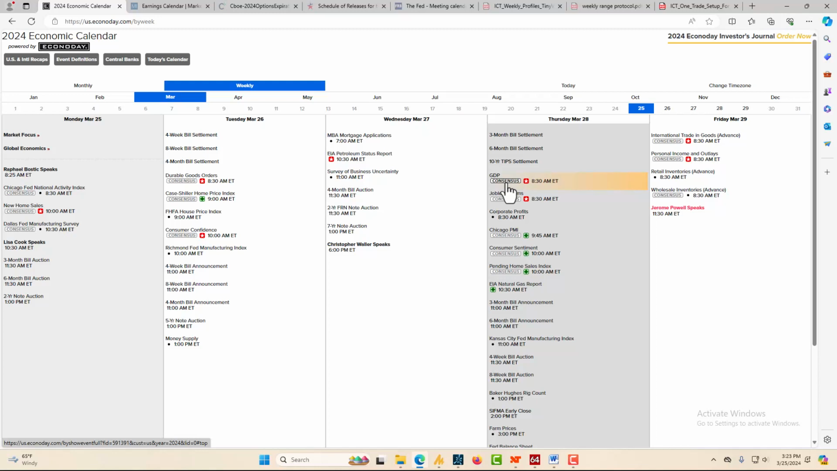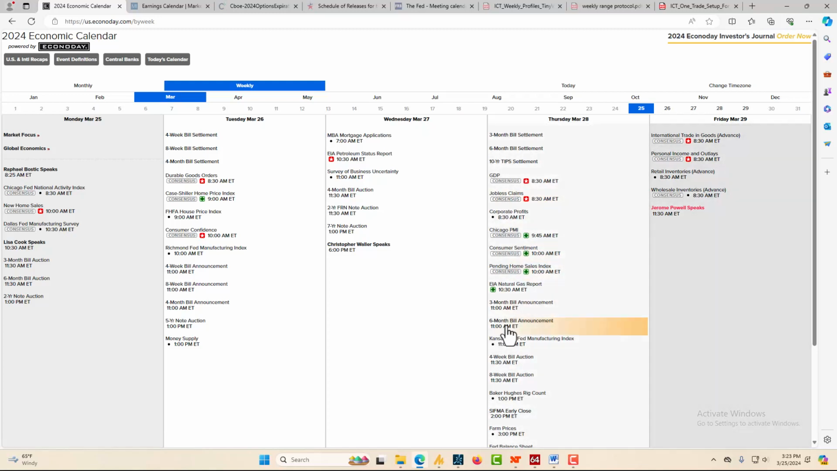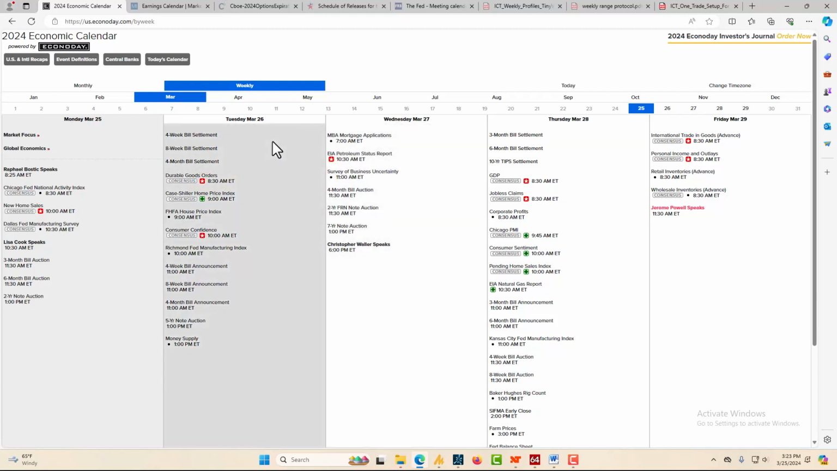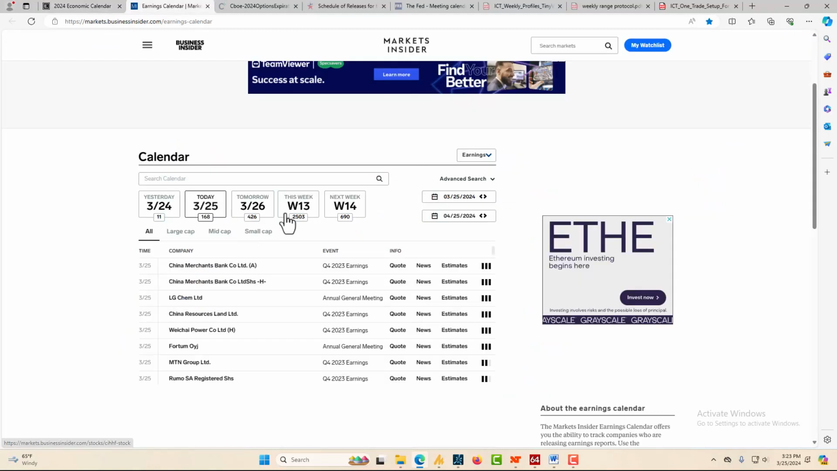It's an indicator of how the economy is doing, how fast it's growing, how slowly it's slowing down. And also we have jobless claims, the pending home sale index, and consumer sentiment. They're all low and medium impact news. By the way, we are in week 13, which is the last week of this quarter.